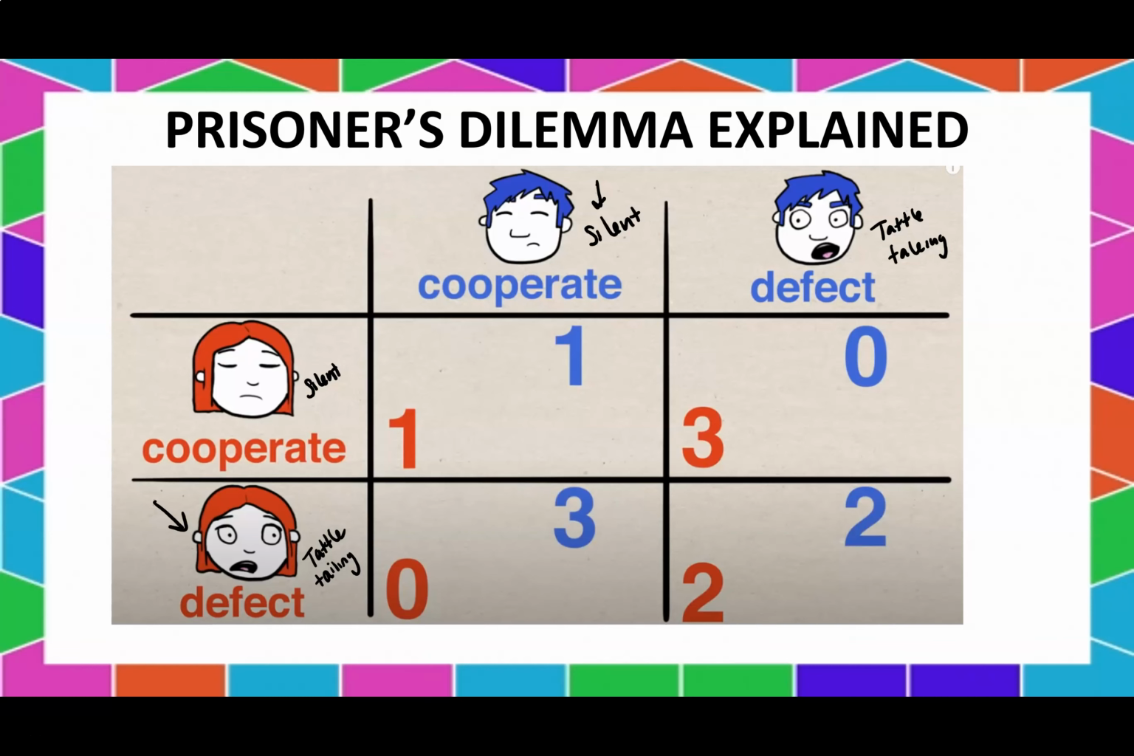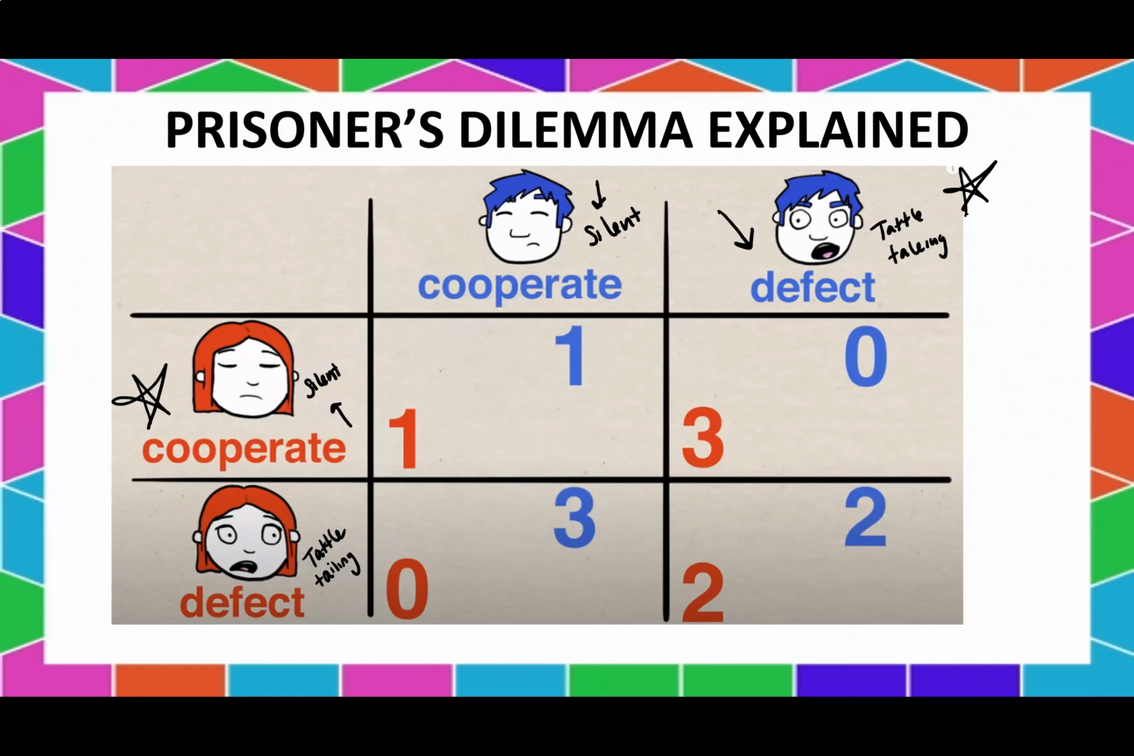All right, let's take a look at the situation where Mr. Blue says, oh, Red did it, but Red, being a good person, is staying silent, saying, I'm not telling on anyone, I'm not saying anything. So when Red cooperates and doesn't say anything, but Blue tattletales on Red, Blue gets away with 0 years in prison, and Red gets 3 years in prison because he tattletaled on her and she didn't say a word.